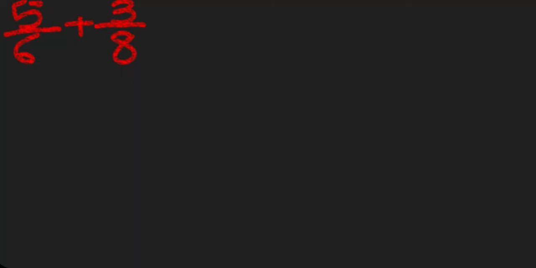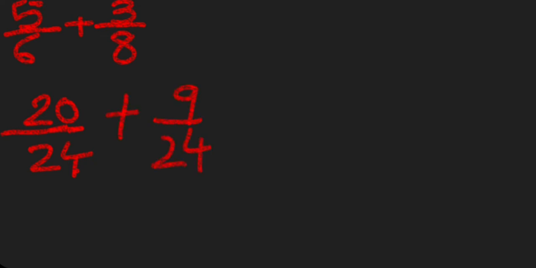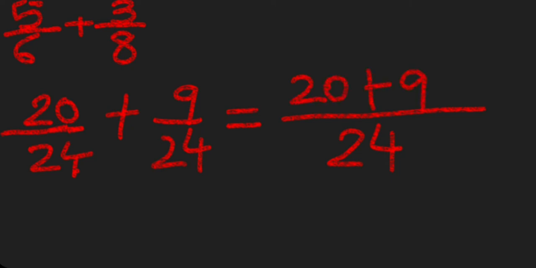Now 5 upon 6 has been converted into 20 upon 24 and 3 upon 8 has been converted into 9 upon 24. So now I have like fractions. So this is the simple calculation now. Convert the denominator as single denominator and add the numerators, that is 20 plus 9, which is equal to 29 upon 24. So this is your answer. This is how we do the addition of unlike fractions.